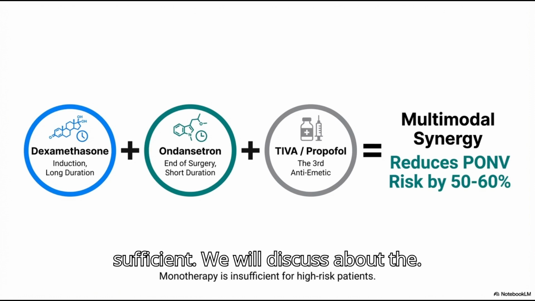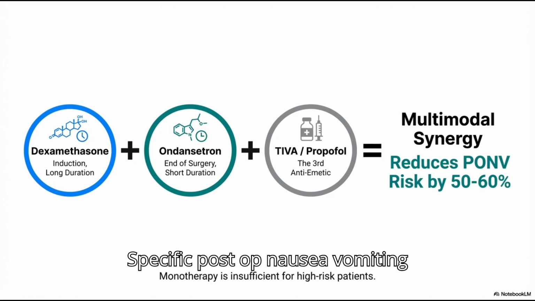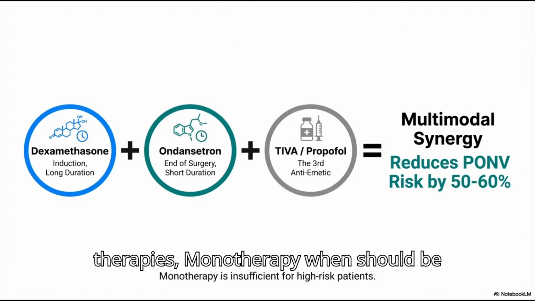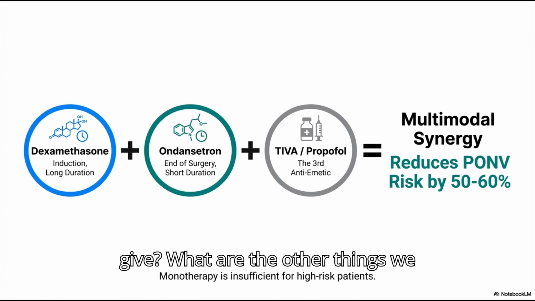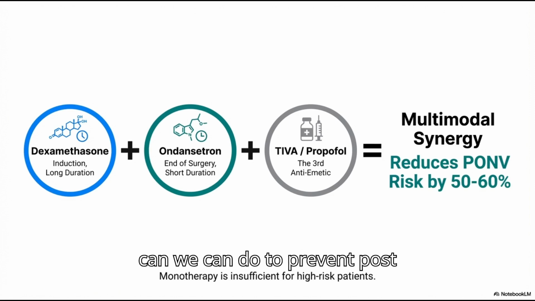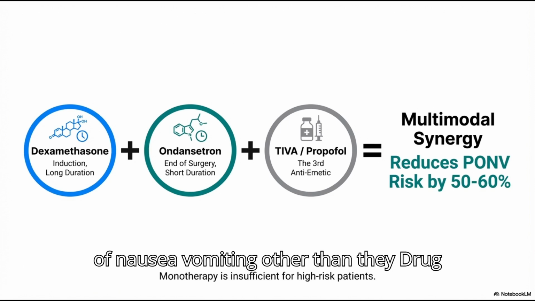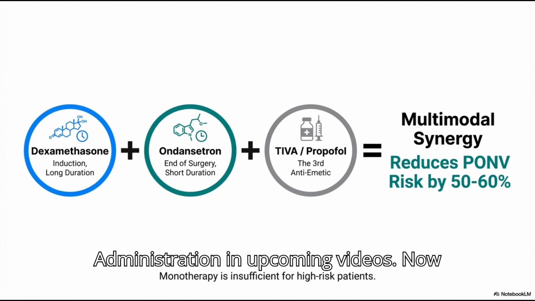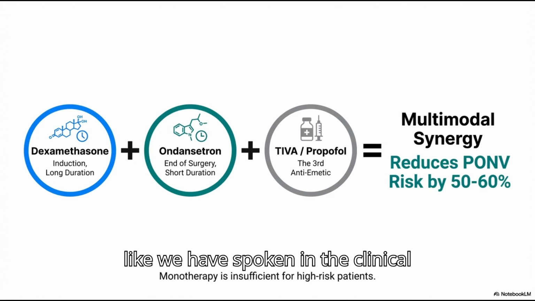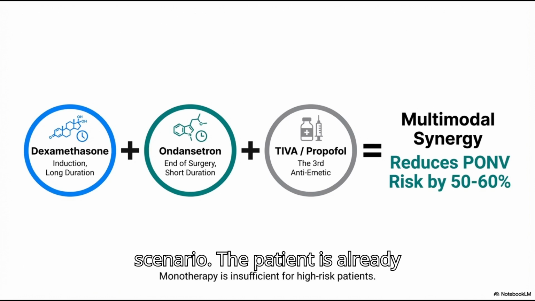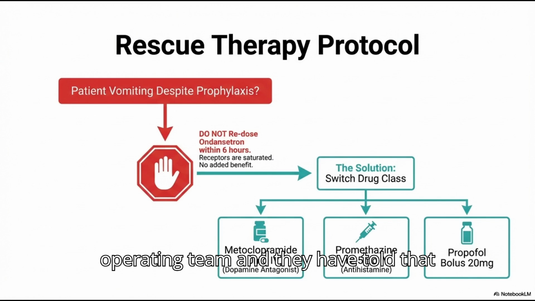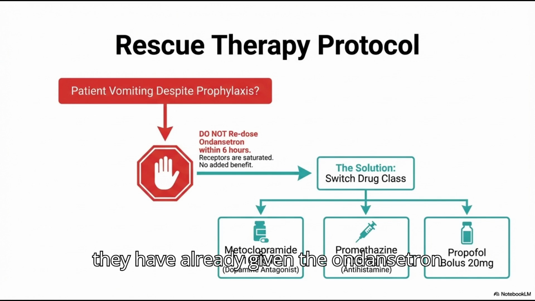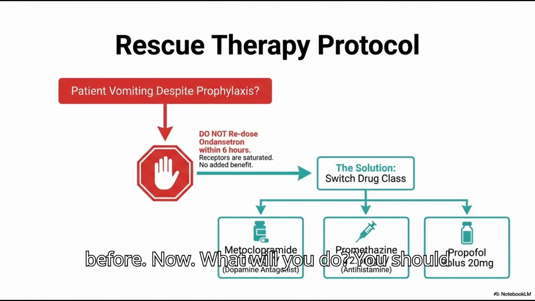We will discuss the specific post-op nausea and vomiting therapies: when monotherapy should be given, when we should give multi-therapy, and what other things we can do to prevent post-op nausea and vomiting other than drug administration, in our coming videos. Now, like we have spoken about in the clinical scenario, the patient is already vomiting. You consulted with the operating team and they have told you that they have already given ondansetron before. Now what will you do?